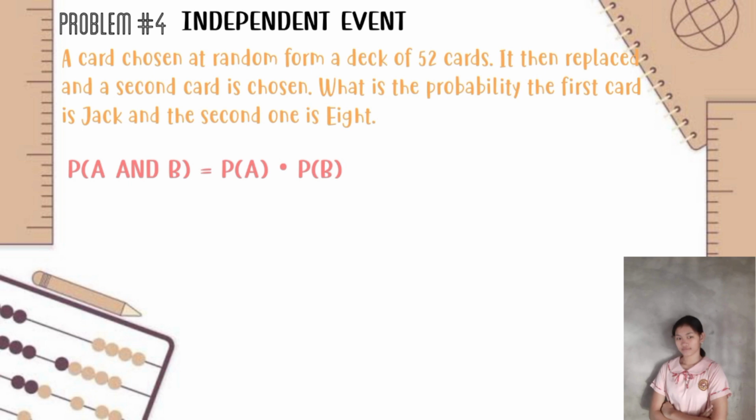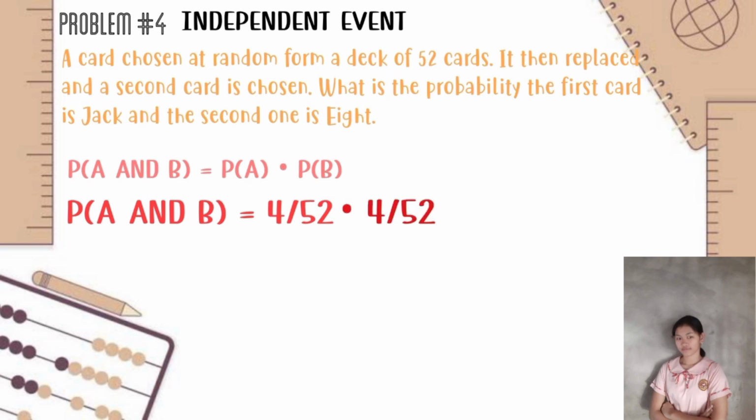The probability of A or getting a jack is 4 over 52 since we have 4 possible outcomes out of 52 cards. After the first card is chosen, it is then replaced. Now to find the probability of B or getting an 8 is 4 over 52 since we have 4 possible outcomes out of 52 cards.